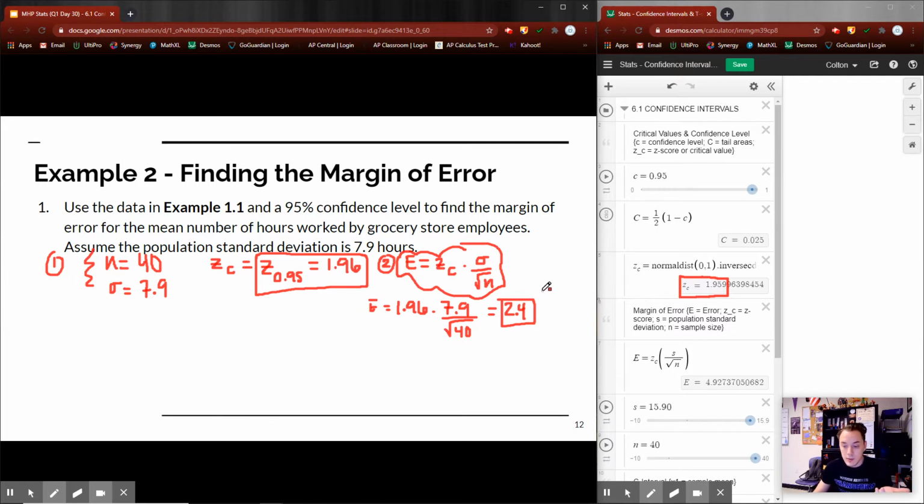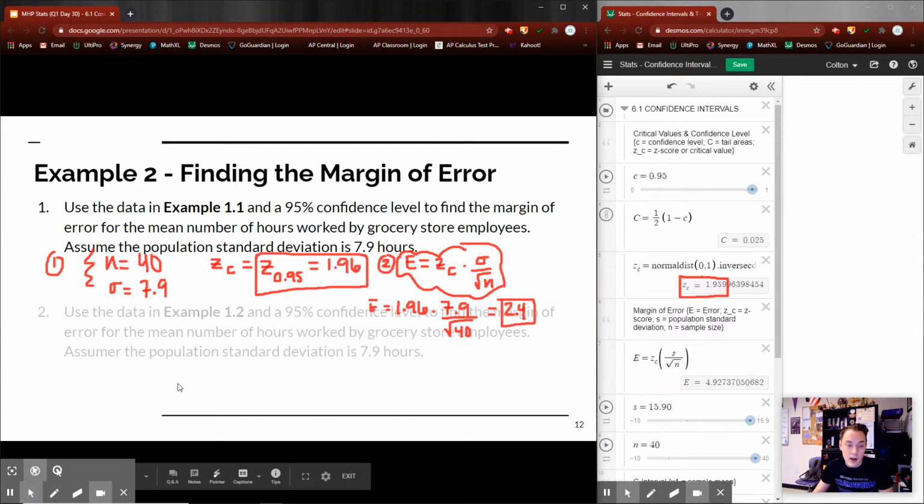Not too terrible, right? I'm going to explain all of this in a little bit. But technically, yes, you could find your margin of error on the calculator, and I'll explain that as we move on. Probably after the next example, I'm going to go back and explain that.